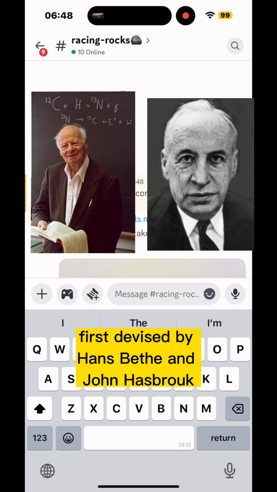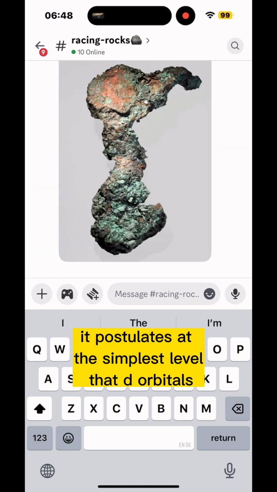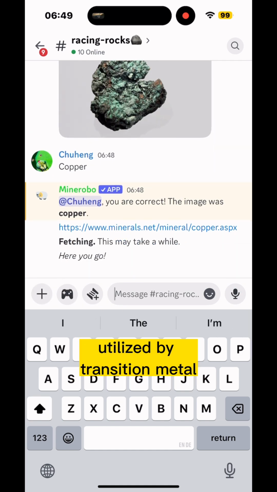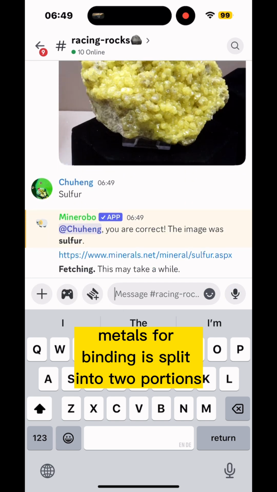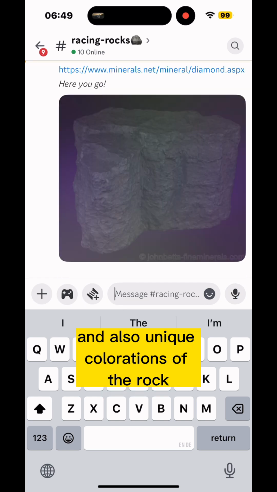First devised by Hans Bethe and Johannes Hasbrouck van Vleck in the 1930s, it postulates at the simplest level that d orbitals utilized by transition metals for binding are split into two portions. The energy difference and the spatial positioning lead to unique magnetic properties and also unique colorations of the rock.